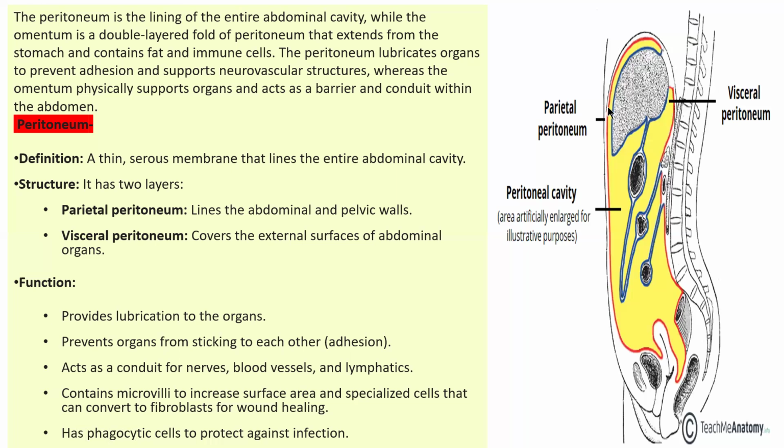So peritoneum is a thin serous membrane that lines the entire abdominal cavity. It is parietal and visceral. Parietal lines the abdominal and pelvic walls.